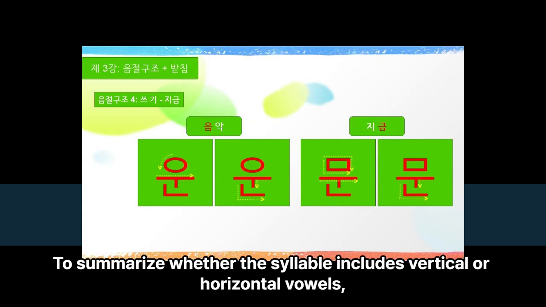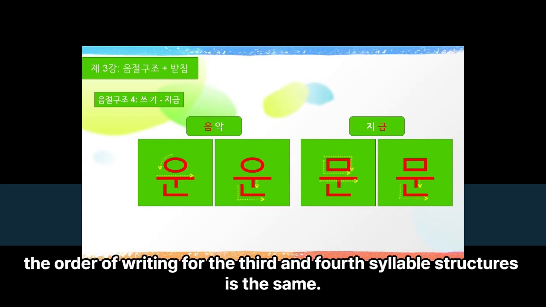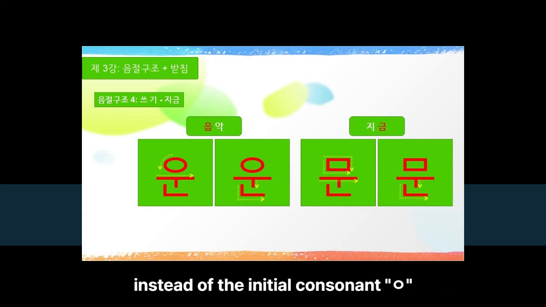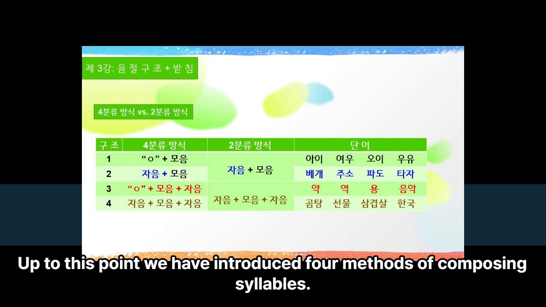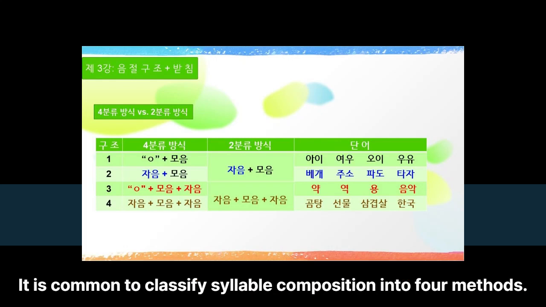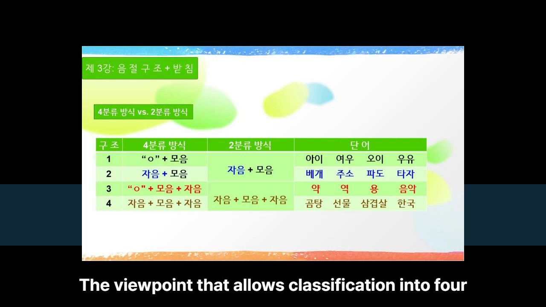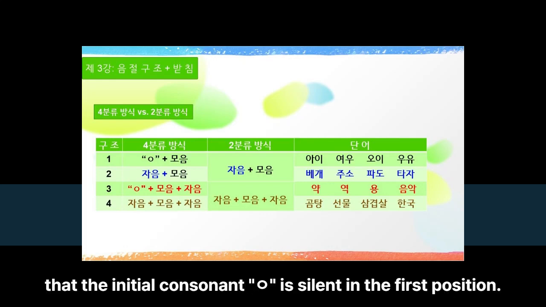To summarize, whether the syllable includes vertical or horizontal vowels, the order of writing for the third and fourth syllable structures is the same. The only difference is that you use a different consonant instead of the initial consonant, ing. Up to this point, we have introduced 4 methods of composing syllables. It is common to classify syllable composition into 4 methods. However, in this textbook, we aim to classify it into 2 methods rather than 4. The viewpoint that allows classification into 4 is based on the consideration that the initial consonant, ing, is silent in the first position.